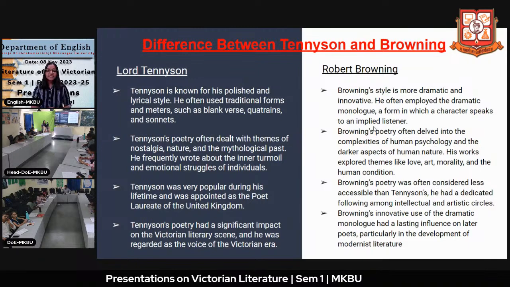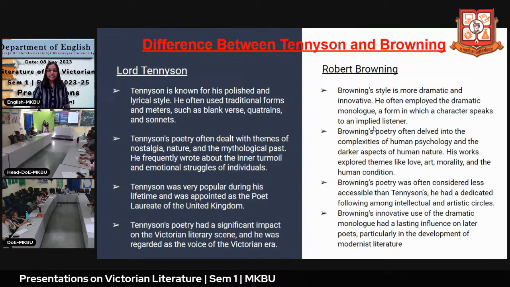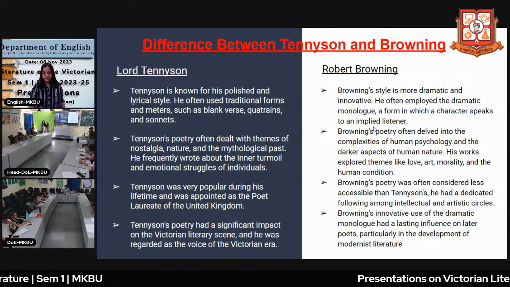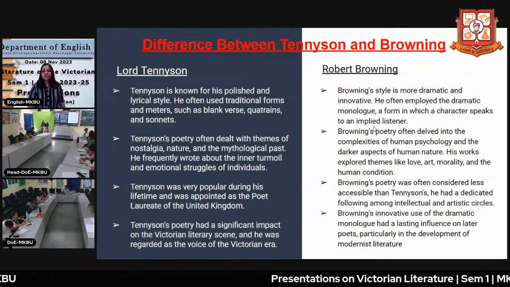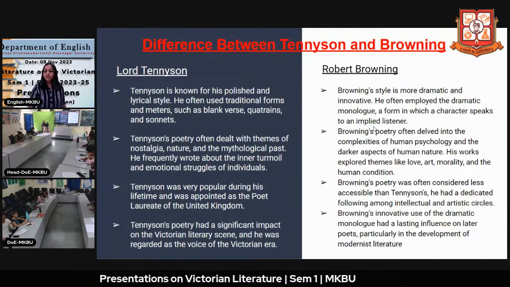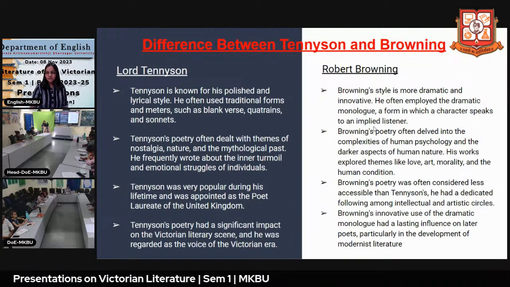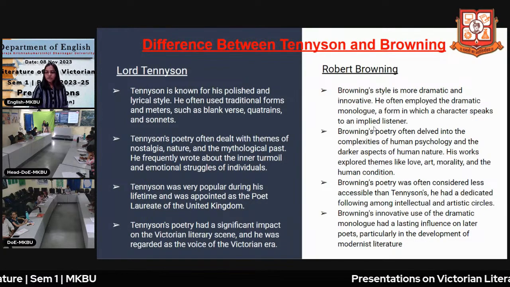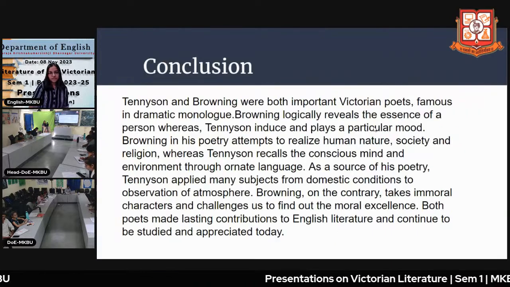Tennyson's poetry had a significant impact on the Victorian literary scene, and he was regarded as the voice of the Victorian era. On the other hand, Browning's innovative use of the dramatic monologue had a lasting influence on later poets, particularly in the development of modernist literature.